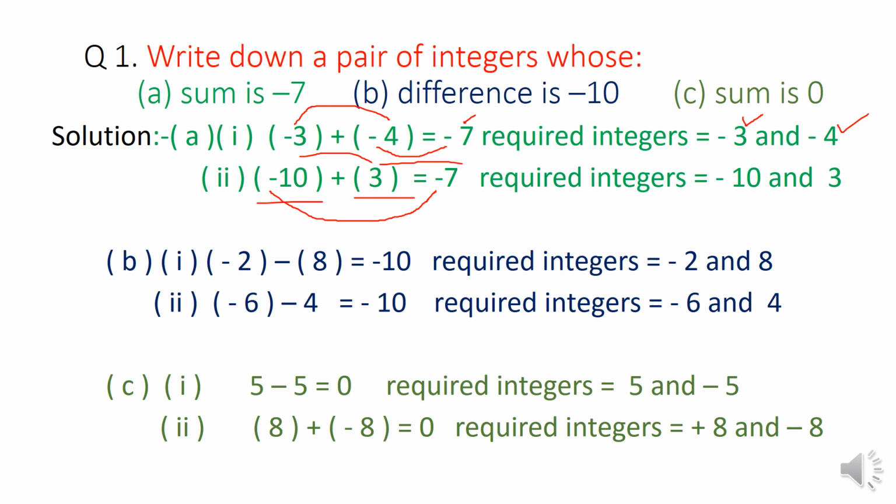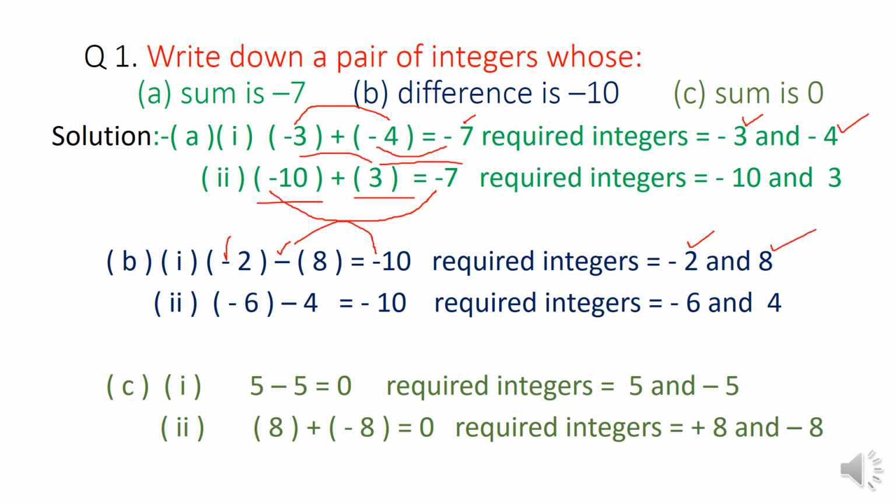Let us consider (b), first one: minus 2 minus of 8 is equal to minus 10. So, here we need the difference to be minus 10. Here you can see again 2 has a minus sign, 8 has also a minus sign, so they will be added. So, minus 2 minus 8, the greater number's sign will be minus. Due to the same sign they will be added, so 2 plus 8 becomes 10. So, the required integers are minus 2 and plus 8.